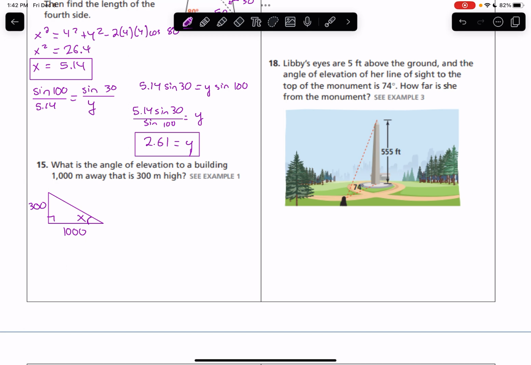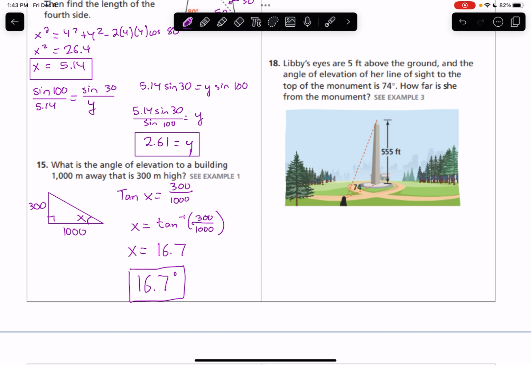So I'm going to say that the tangent of angle x is equal to opposite over adjacent, 300 over 1,000. And in order to find x, I've got to take the inverse tangent of both sides. So the inverse tangent of the tangent of x is just x. And then the inverse tangent of 300 over 1,000 is something I can just put into my calculator. And that's going to give me x equals 16.7. So 16.7 degrees is the angle of elevation to that building.